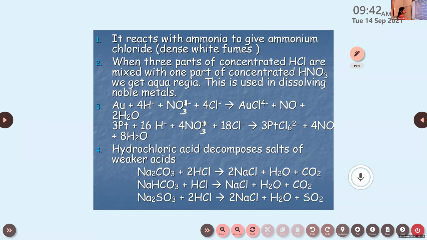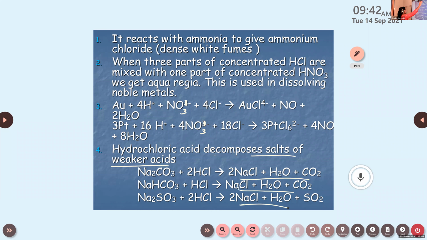Then the fourth one: hydrochloric acid will decompose salts of weaker acids. When hydrochloric acid reacts with a salt of a weaker acid, it will be decomposed. Here you can see Na2CO3, NaHCO3, Na2SO3. These are different salts. They will be decomposed to sodium chloride, H2O and carbon dioxide. Here the respective salt, water molecule and carbon dioxide are formed. The same products will be obtained.